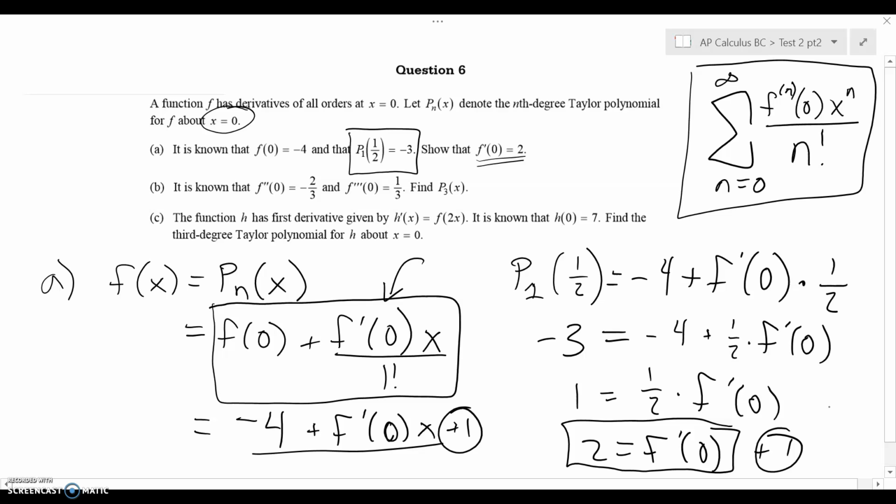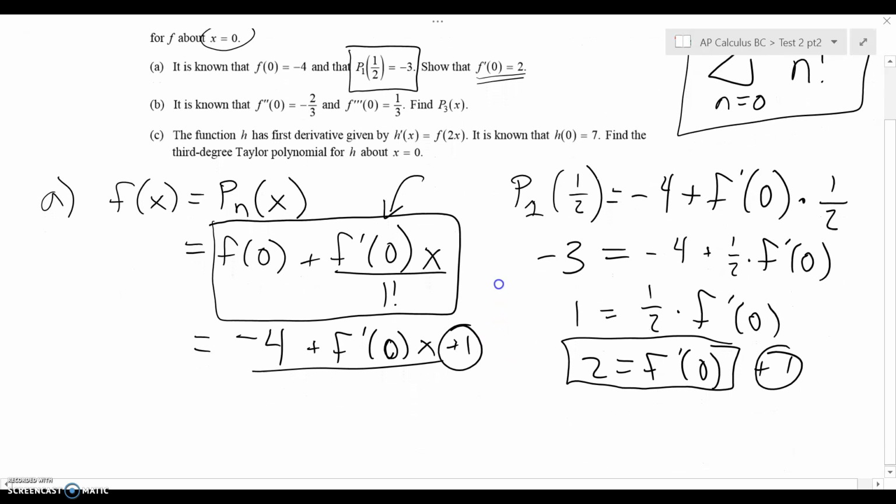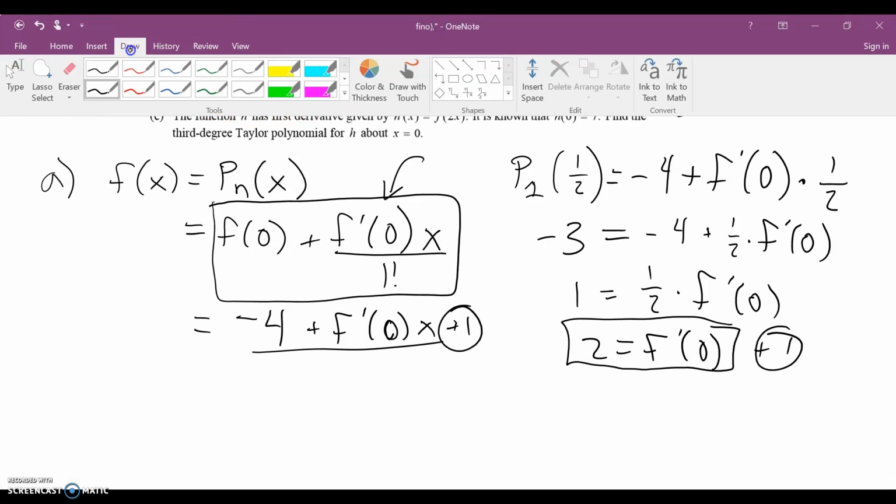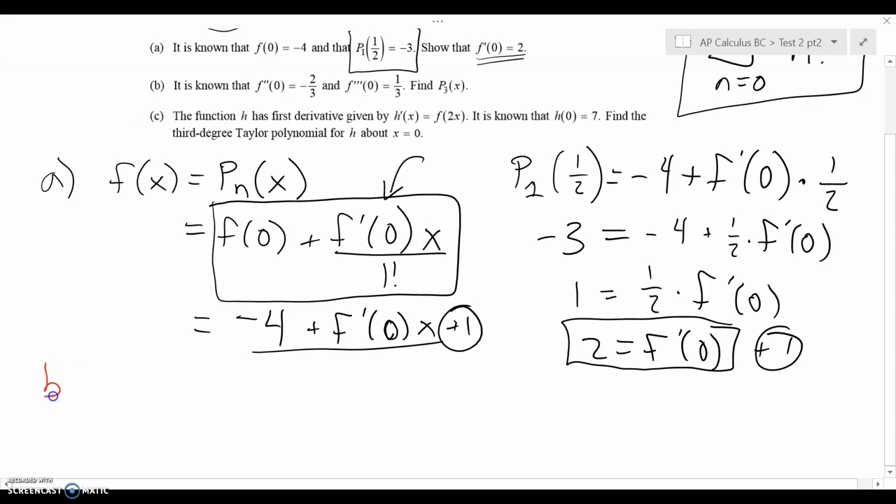In part B, so we'll scroll up a little bit here. I think we can make it to here and we'll be okay. It is known that the second derivative is -2/3 and the third derivative is 1/3, so find P3. So let's see, I'll switch colors here. Let's go red.